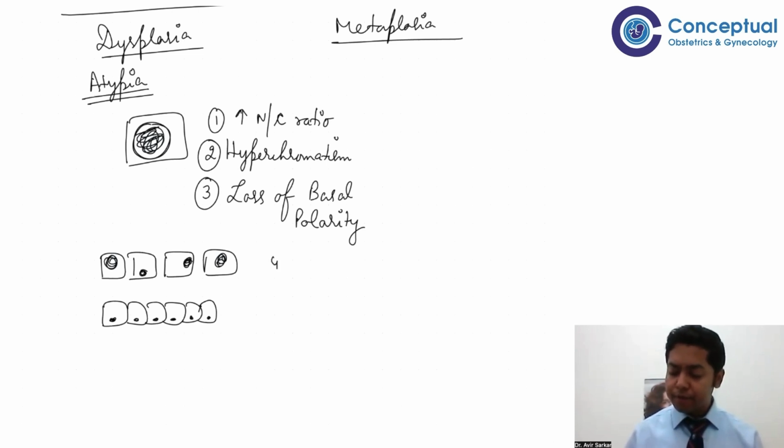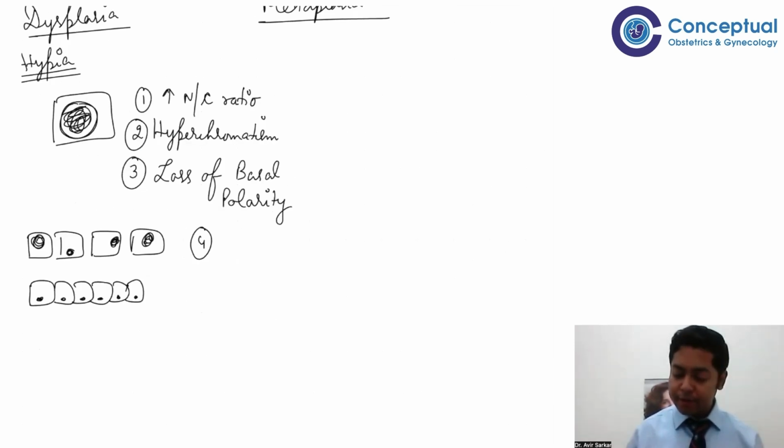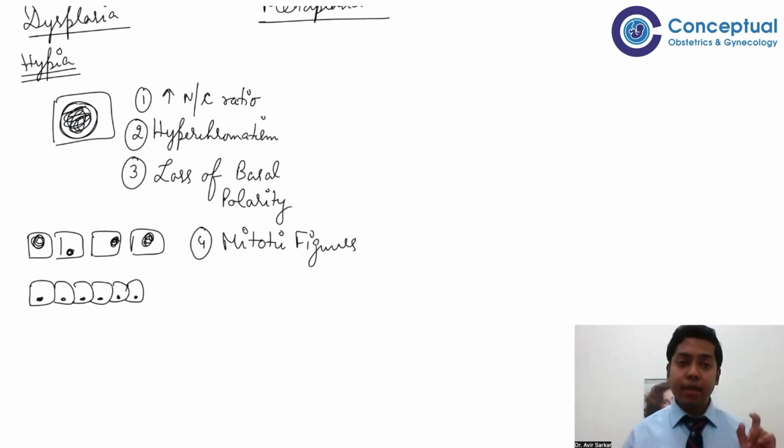Number four, there will be other features like mitotic figures. Now, what do you mean by mitotic figures? Mitotic figures are seen when the cells are visualized under the microscope. If there is division of the cells, then you find cell mitosis. Whenever there is mitosis, the chromosomes divide into chromatids. So you have mitotic figures which you will find in the dividing cells.